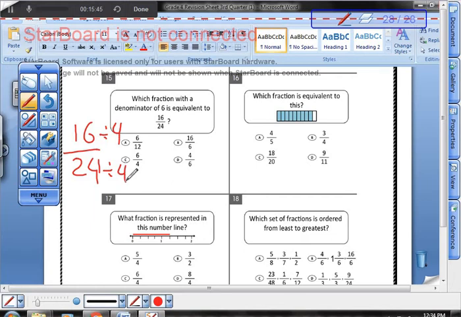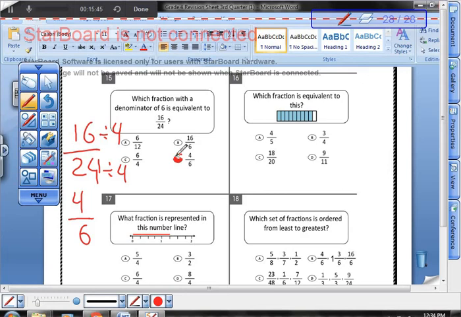16 divided by 4 will be 4. 24 divided by 4 will be 6. So the answer will be 4 out of 6, which is D. Okay.